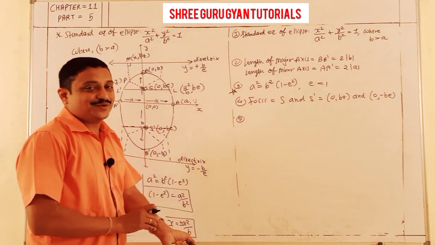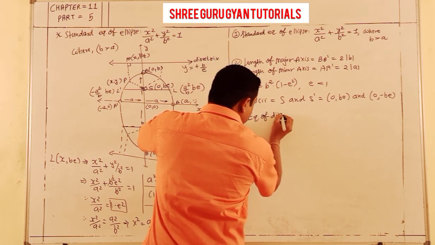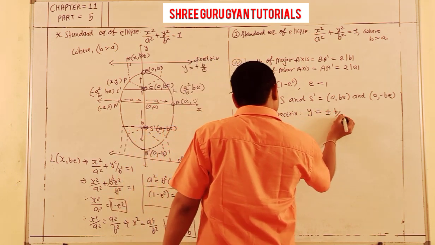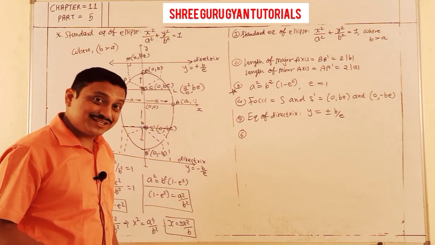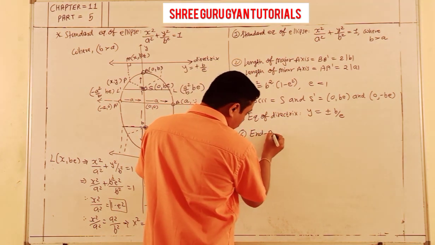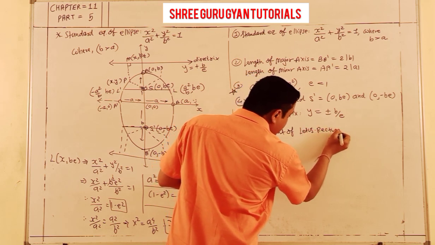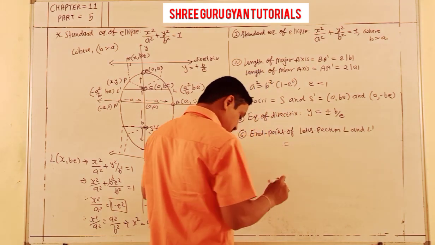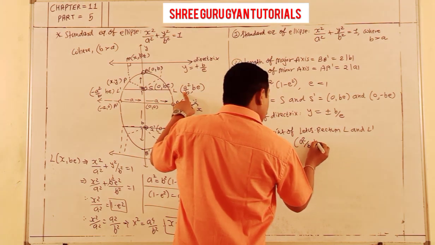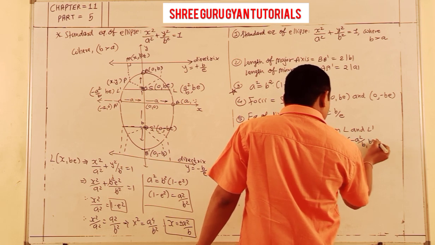Fifth, now I go to directrix. Yes, equation of directrix, which is y is equal to plus or minus b by e. Now sixth point, latus rectum. Yes, end points of latus rectum, L and L dash. Just focus here: your first latus rectum end is a square by b comma b e, and second is minus a square by b comma b e.